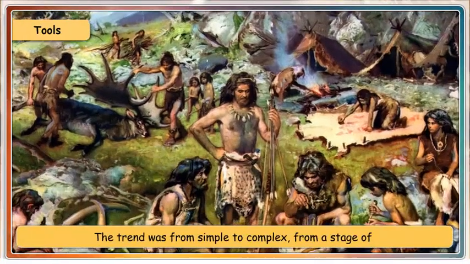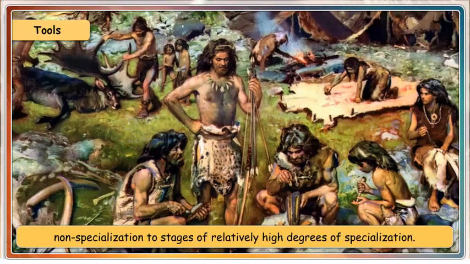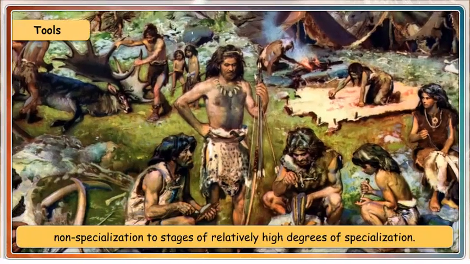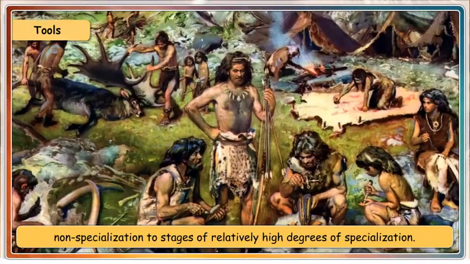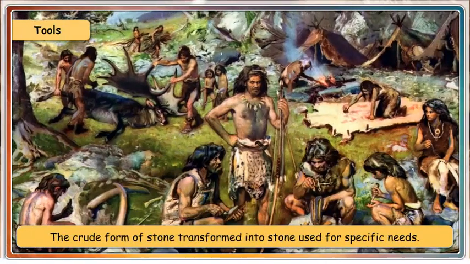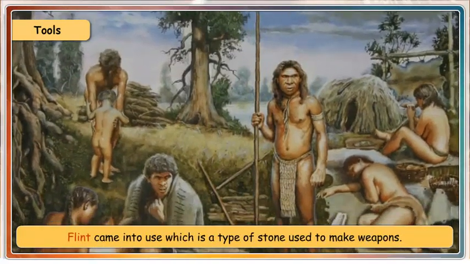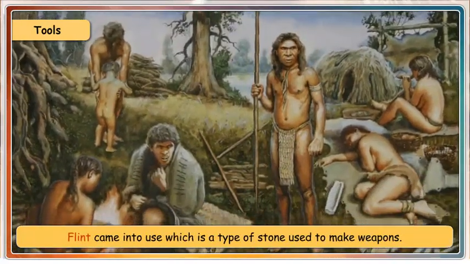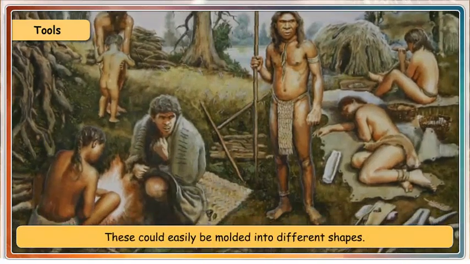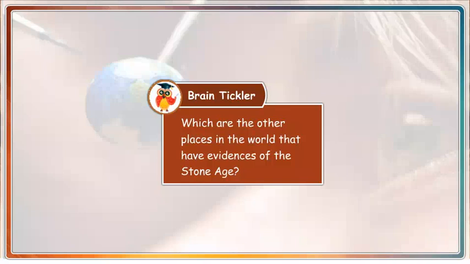The trend was from simple to complex, from a stage of non-specialization to stages of relatively high degrees of specialization. The crude form of stone transformed into stone used for specific needs. Flint came into use, which is a type of stone used to make weapons. These could easily be molded into different shapes. Brain tickler. Which are the other places in the world that have evidence of the Stone Age?